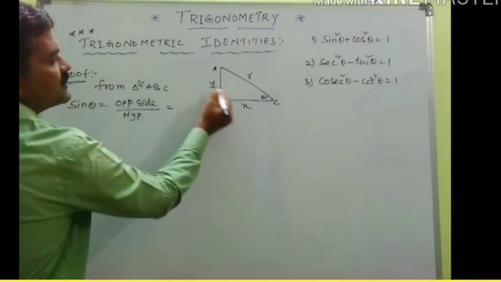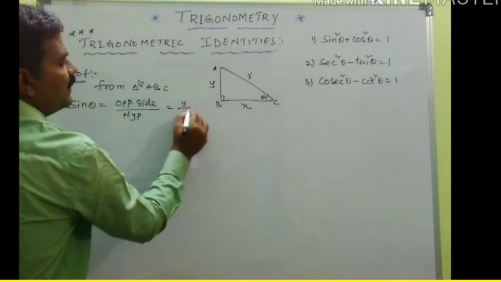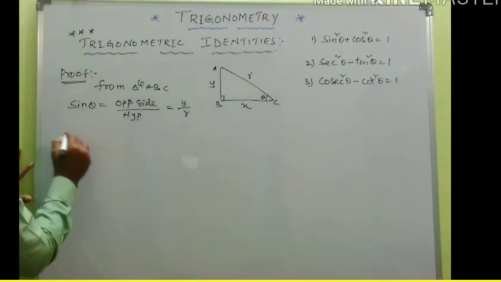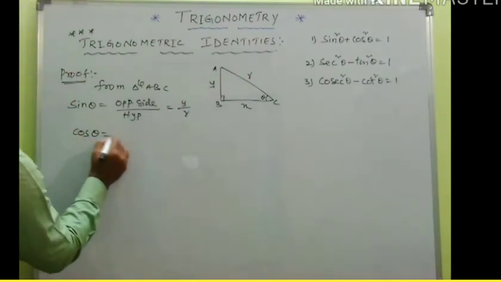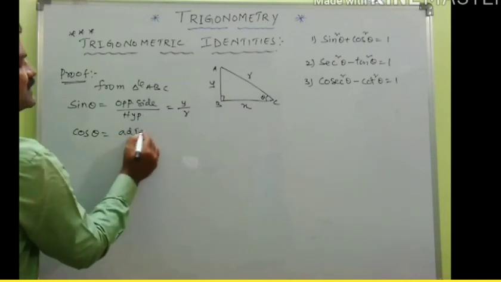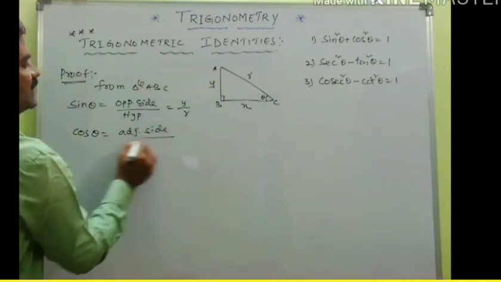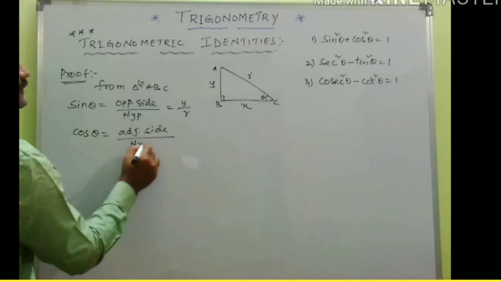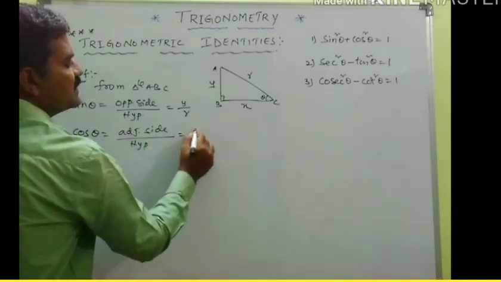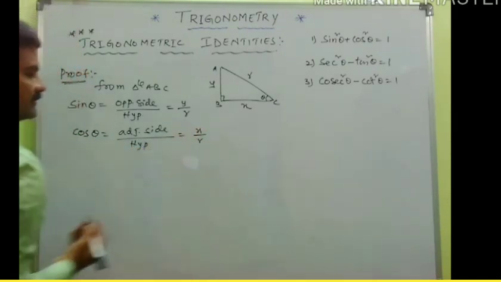That is, what is opposite to theta is Y and hypotenuse is R. Coming to cos theta, what is the formula? Basically adjacent side to theta by hypotenuse. That is, here adjacent side is X by R.